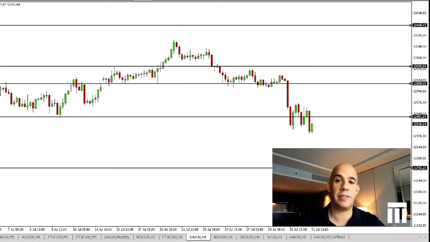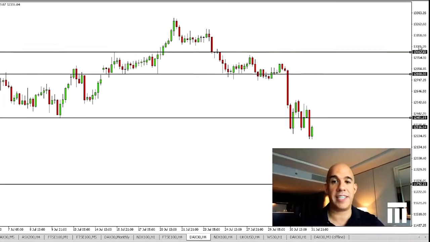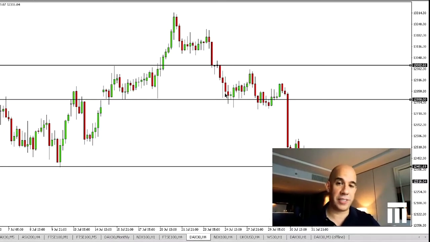So let's just have a look at what happened there, and that's the action that we've been seeing this week. So we know the market's still positive above 12,800. However, if it does start breaking through there, there's very little support here, and it could drop to the 12,400 levels, which was the previous resistance, which then becomes support.